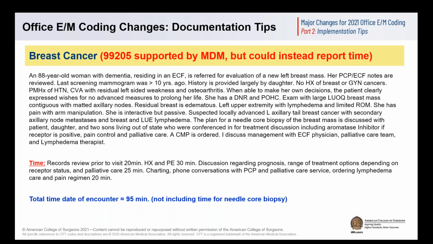So your records review prior to the visit is 20 minutes, your history and physical exam 30 minutes. You discuss prognosis and treatment options depending on her receptor status and everything involved in palliative care. You do charting and phone conversation with the PCP and palliative care, and you order lymphedema management and pain management. So your total time on the date of encounter is 95 minutes, not including the time for a needle core biopsy if you choose to do that.